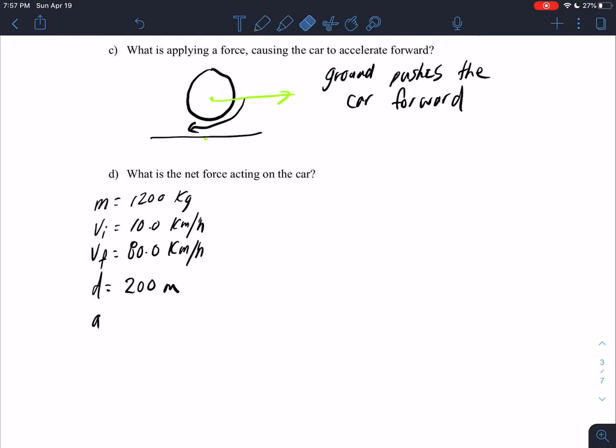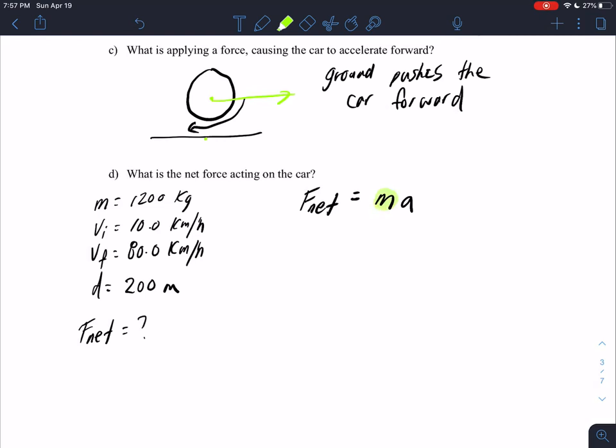Okay, and the question's asking us to solve for, not the acceleration yet. The question's asking us to solve for the net force acting on the car. So the first thing that we understand is that the relationship between net force and acceleration comes from Newton's second law. So our Fnet in this case is going to be equal to mass times acceleration.